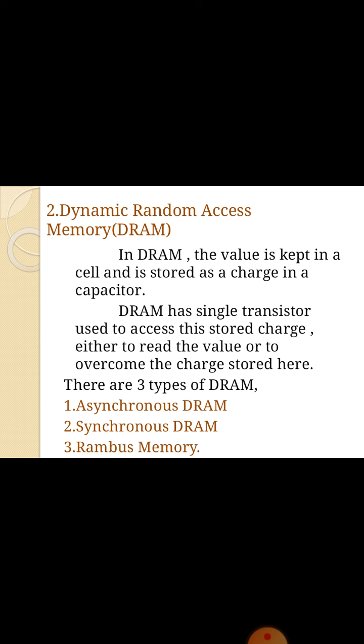Second one, dynamic random access memory. In dynamic random access memory, the value is kept in a cell and is stored as a charge in a capacitor. It has a single transistor. This transistor is used to access this stored charge, either to read the value or to overwrite the charge stored here. There are 3 types of dynamic random access memory. First one, asynchronous DRAM. Second one, synchronous DRAM. Third one, RAM bus memory.